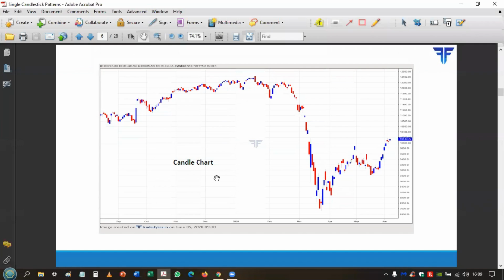Now, this is how a candlestick chart looks on a real-time basis. This is the daily chart of the Nifty 50 index. This is the daily candlestick chart with each candle representing information for each period, that is the open, the high, the low, and the close for each period. Now, this dates back to September of last year. So over here we have data for almost a year.